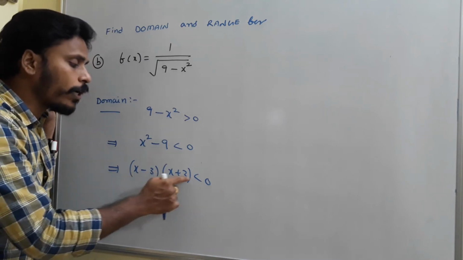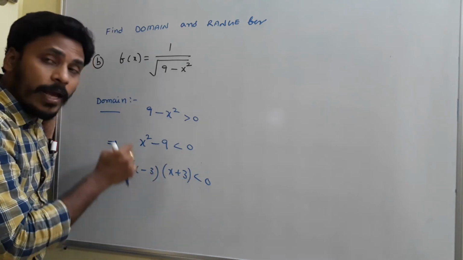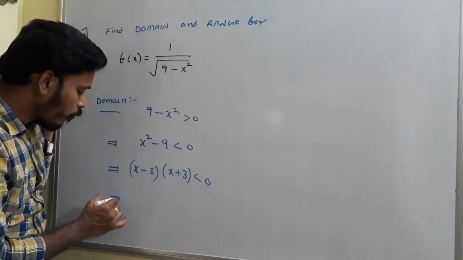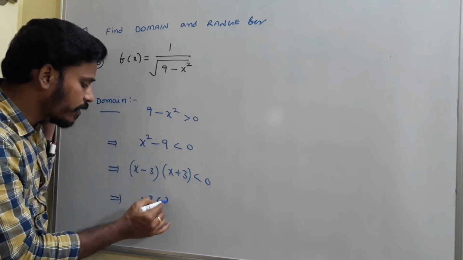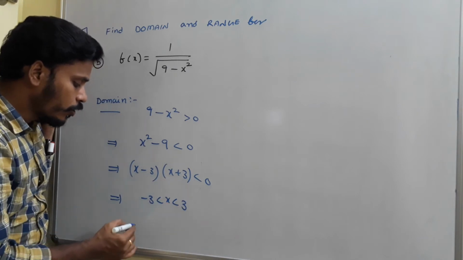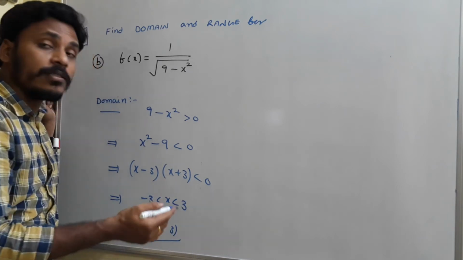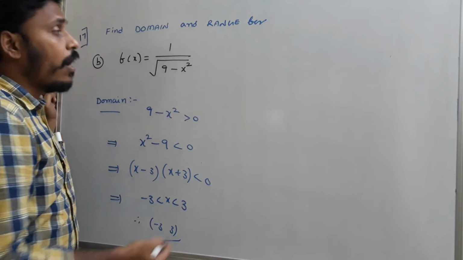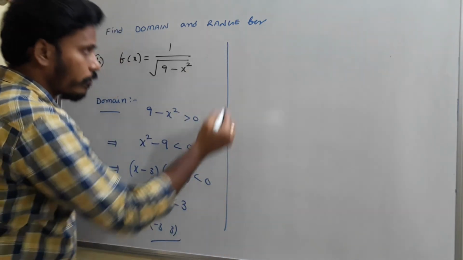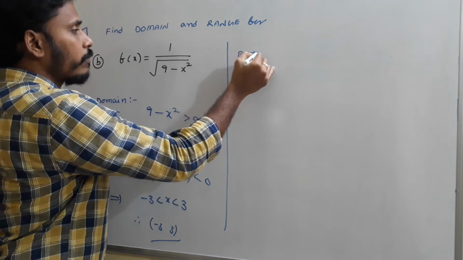X minus 3 into x plus 3 less than 0. So x value exists in between the roots. So from there you have minus 3 less than x less than 3. Therefore the domain is simply the open interval minus 3 to 3. There ends the domain. And now when you think about the range, okay, range.